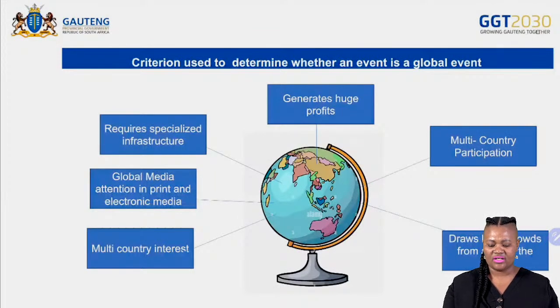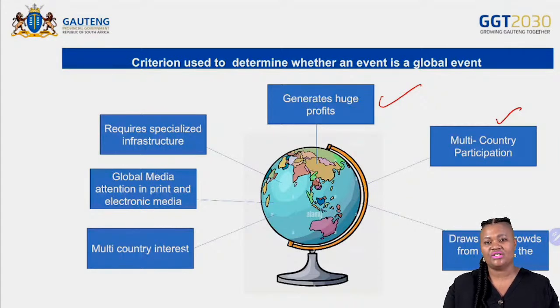And then the criterion that is used to determine whether an event is a global event. If you look at my picture over here, you can see that I've got the world globe, and around the world globe, I am emphasizing that these are global events, global events of international significance. Now, which criterion is used to determine whether an event is a global event? It needs to generate huge profits. It needs to have multi-country participation, that many countries need to be participating in this particular global event in order for it to be considered a global event.